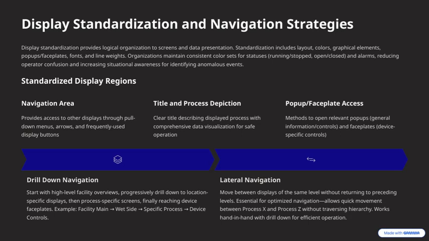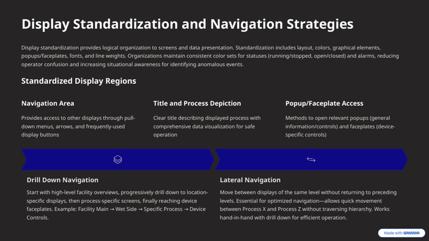Let's talk about moving between displays of the same level. This is crucial for optimized navigation because it allows us to quickly switch from, say, process X to process Z without having to go back and traverse the entire hierarchy. It's a seamless way to jump around efficiently and works hand-in-hand with drill-down methods for smooth operation.